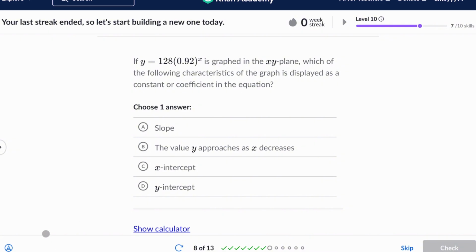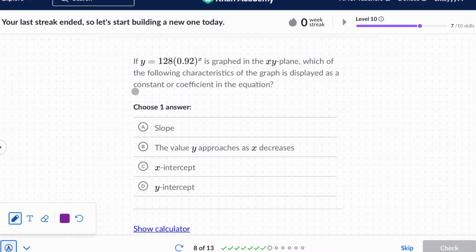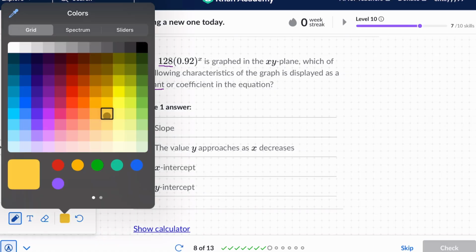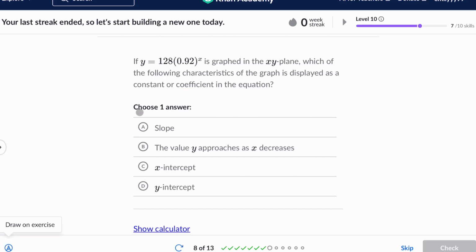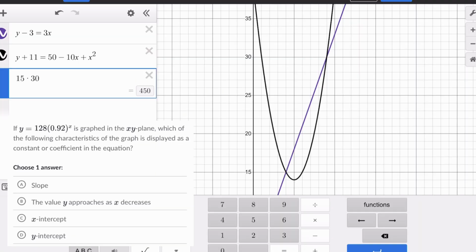So first of all, let's just label the constant and coefficient. A constant is a number all by itself, so 128 would be a constant, and a coefficient would be the number with a variable. Since this is to the power of x, this is probably going to be the coefficient. So we want to plug this graph into the calculator and find a number that is displayed as a constant or coefficient. Let's plug that into the calculator.